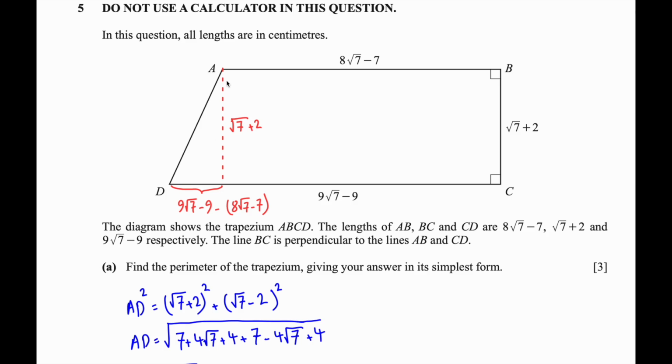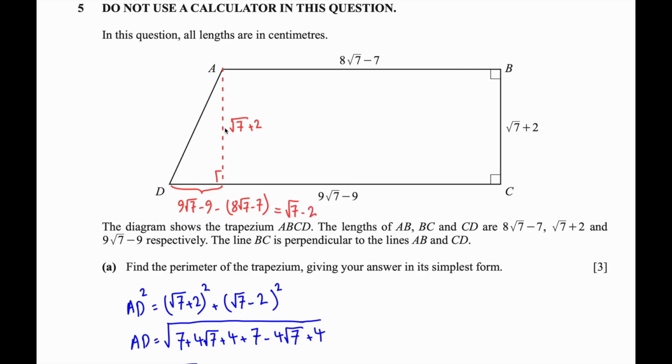The strategy I used here is I drop a vertical line downward to form this right-angled triangle, and this value is known because it is parallel to BC, and it has to be the same length, square root of 7 plus 2. And I have to find this base, which is simply the value of CD minus AB. Therefore, you get this, which also simplifies to square root of 7 minus 2.